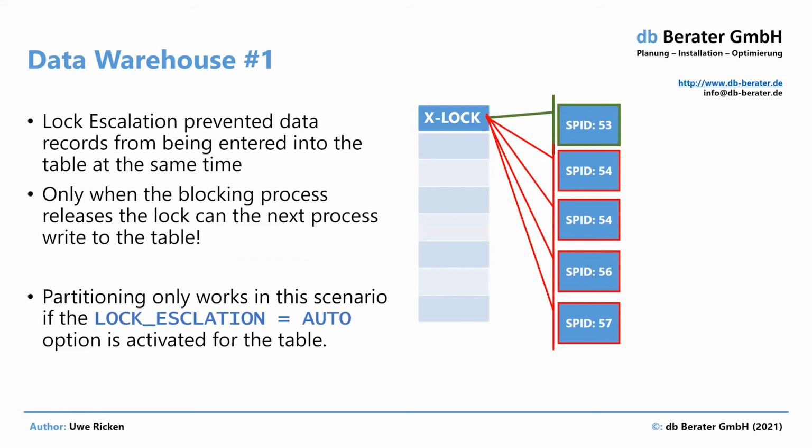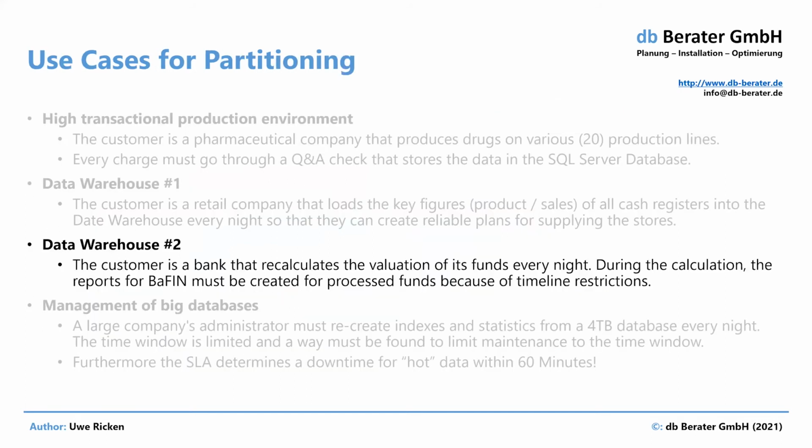So here is the problem. Log escalation prevented the data records from being entered into the table at the same time. So every single split had to wait until the first one did release the X lock. That is the key point here. The key takeaway: use lock escalation equal to auto if you want to load simultaneously. So, 20 minutes, I would like to skip this one here.